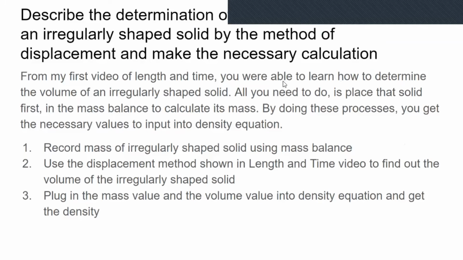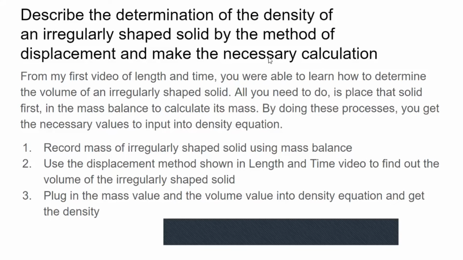Describe the determination of the density of an irregularly shaped solid by the method of displacement and make the necessary calculations. From my first video on length and time, you were able to learn how to determine the volume of an irregularly shaped solid. All you need to do is place that solid first on the mass balance to calculate its mass. By doing these processes, you can get the necessary values to input into the density equation. Again, I will provide a step-by-step guide to help you.